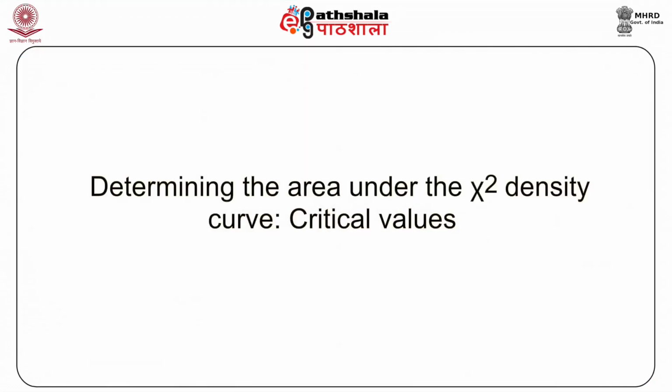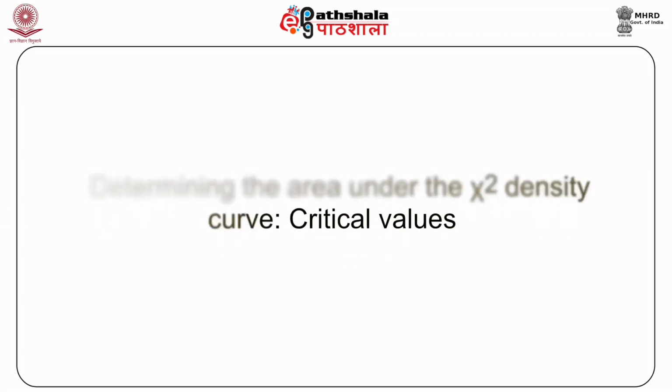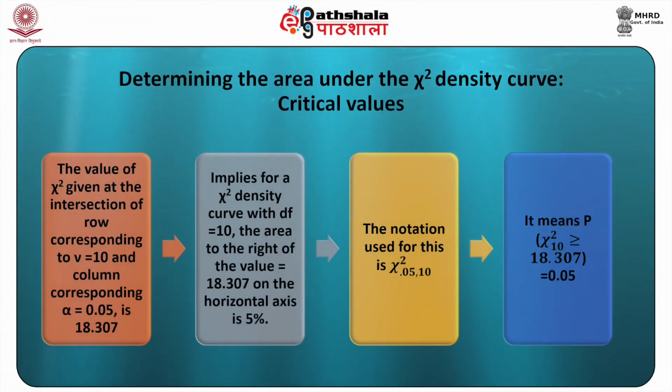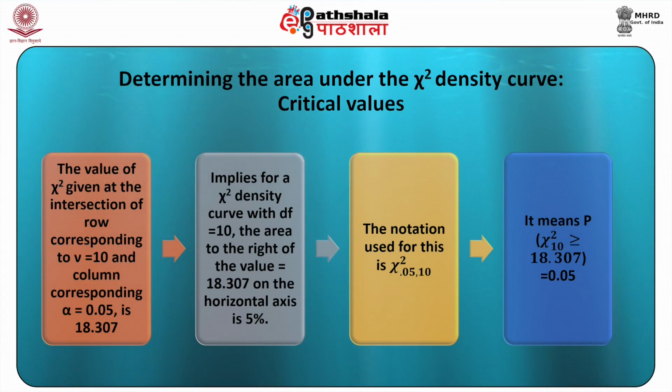Determine the area under the chi-square density curve and find out the chi-square critical values. The chi-square is tabulated in our table A.5, which is attached at the end of this module. You can refer to that table later on. The body of the table gives critical values of chi-square for a given value of the degrees of freedom and a specified area to the right side of the chi-square density curve, which is nothing but your alpha.